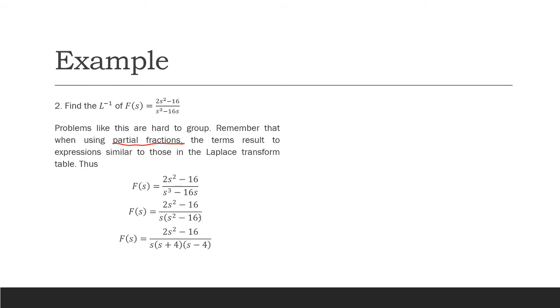Yung s squared minus 16 natin, that's equal to s plus 4 times s minus 4. So, ito na ngayon siya. Express natin siya into partial fractions. So, yung 2s squared minus 16 over s cubed minus 16s, that is equal to a over s plus b over s plus 4 plus c over s minus 4. So, make sure class, praktisado kayo with partial fractions. Kasi halimbawa, naiiba yung format nito kung may squared sa baba, etc. So, dapat familiar tayo doon.